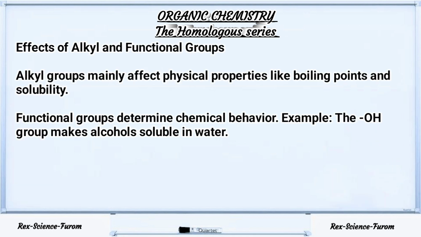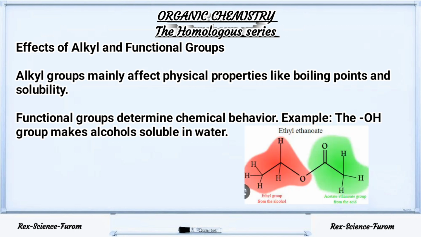Effects of alkyl and functional groups. Alkyl groups mainly affect physical properties like boiling points and solubility. Functional groups determine chemical behavior. Example: the OH group makes alcohols soluble in water.